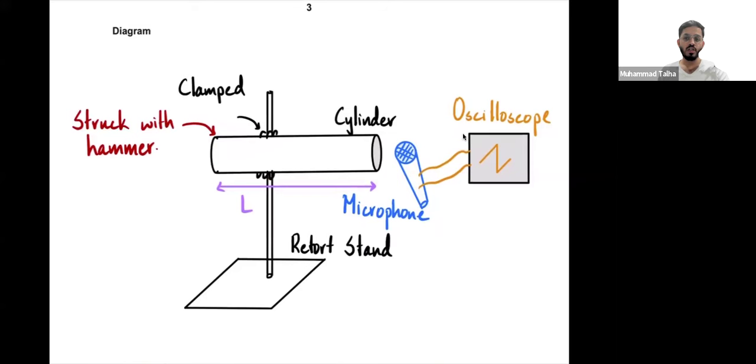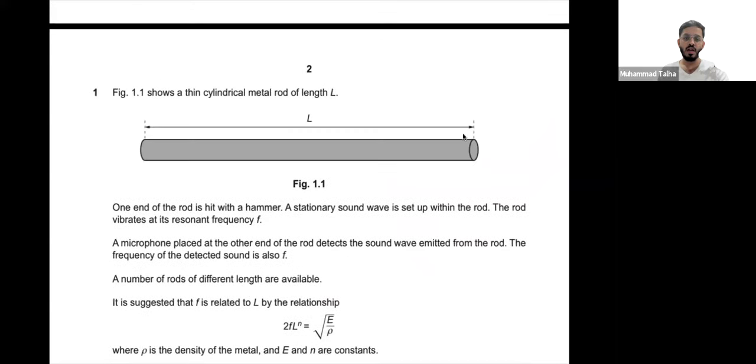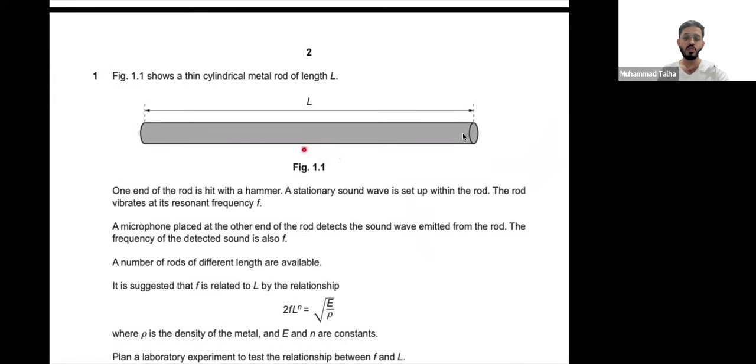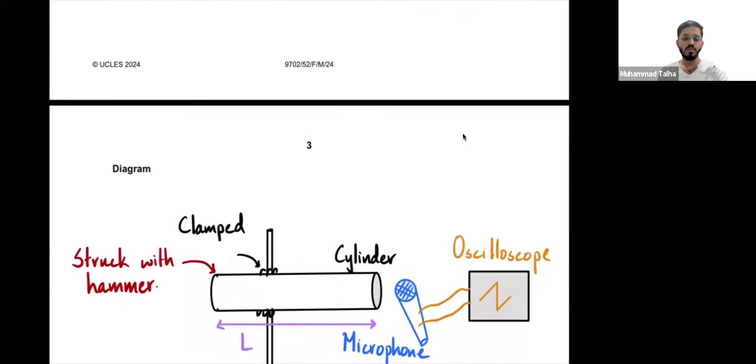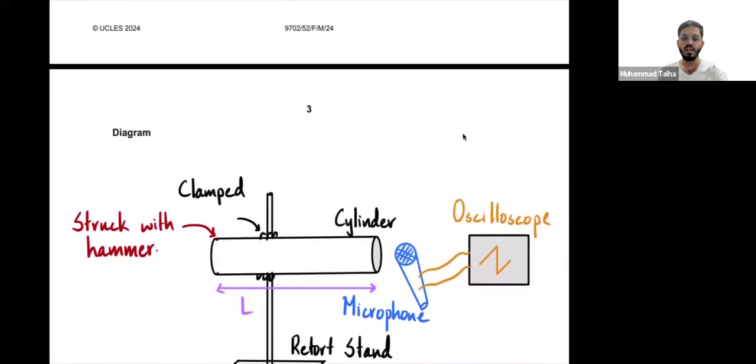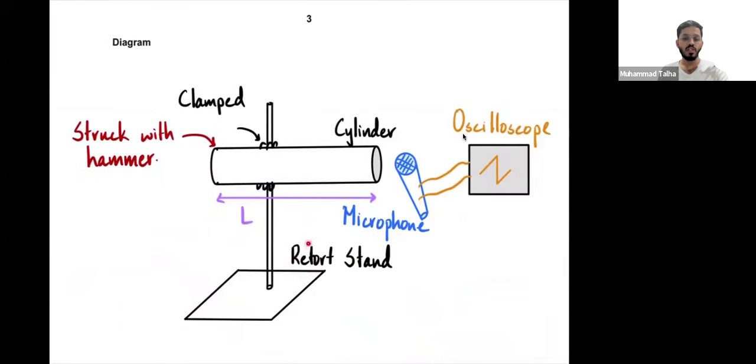Always do make sure that your diagram is really well labeled. Some people also have this habit of not labeling the things which are already labeled by the examiner. This is not a good habit. A lot of the times, the examiner says that for this diagram, there must be some labels. And a lot of the times, the labels are what the examiner has already labeled. So I've labeled this as my retort stand. This is my clamp. And this is the cylinder. This is the length L. This is where it's struck with the hammer. The other end is where I position the microphone, which is then fed into the oscilloscope, right?